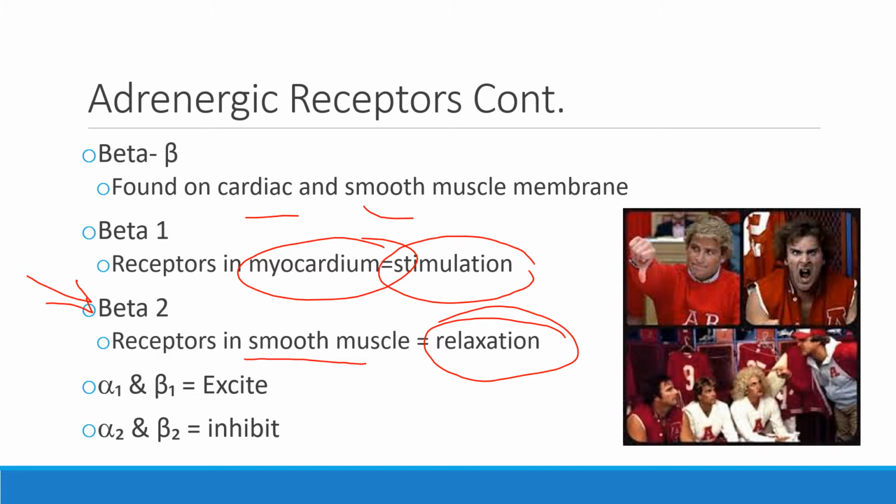So alpha and beta 1, here is a good summary. You probably want to make sure you listen to this. Are you listening? Alpha and beta 1 excite. If we have alpha 2 and beta 2, they inhibit sympathetic response, right? Alpha 1 and beta 1 excite, alpha 2 and beta 2 inhibit that sympathetic response, right? Inhibits.